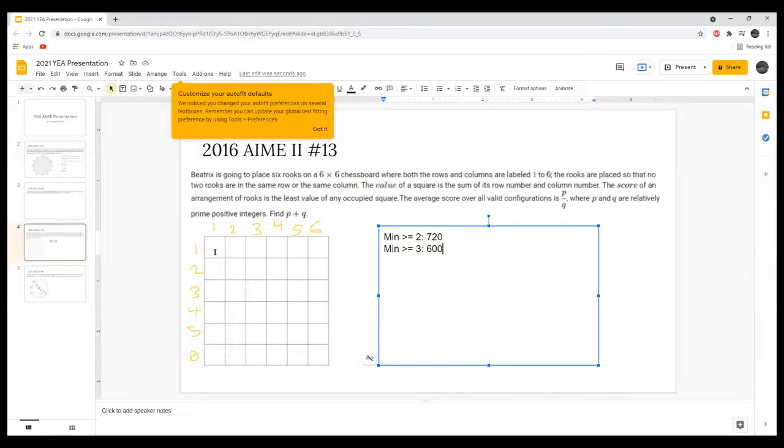So let's just say we want to find the number of configurations in which the score is at least 4. So that means no rooks can be placed in these 3 spaces, and then without loss of generality, let's just put rooks right here and right here. So then you can't put rooks in this area now.